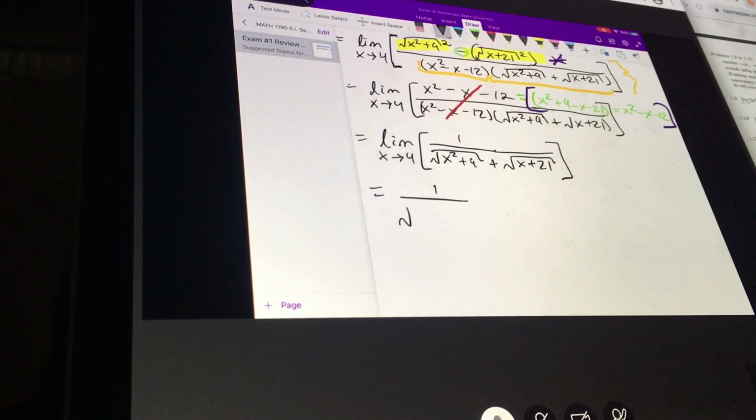So plugging in 4, we get 4 squared is 16 plus 9 is 25. Square root of 25. 4 plus 21 is 25, so plus the square root of 25. Square root of 25 is just 5, so it's 1 over 5 plus 5, which is equal to 1/10. So 1/10 is the final answer for this problem.